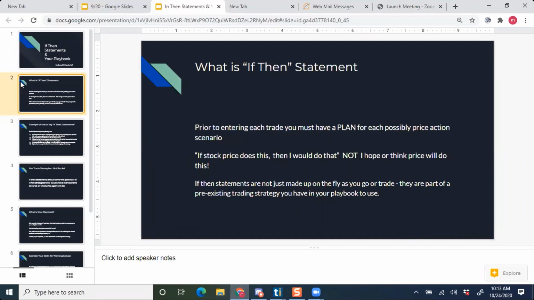So an if then statement is really this simple. If the stock or price action does this, then I am doing that. And I'll repeat, if the price is doing this, then I am doing that. It sounds very simple, but for each trade, you can have two, three, four, five different if then statements based on the trading strategy that you're using. And that's another key concept.